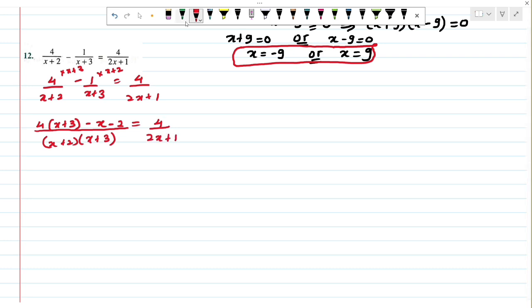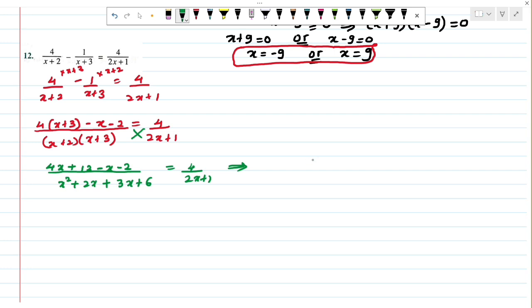So now the same thing I'll do here. I'll cross multiply them. So what I get here is 4x plus 12 minus x minus 2, whole divided by, if I multiply them I'll get x square, so x into x is x square plus 2x plus 3x plus 6, which is equal to 4 divided by 2x plus 1. So now I'll simplify this.